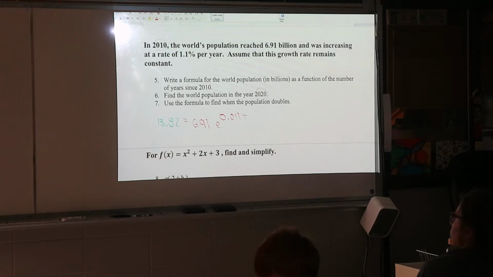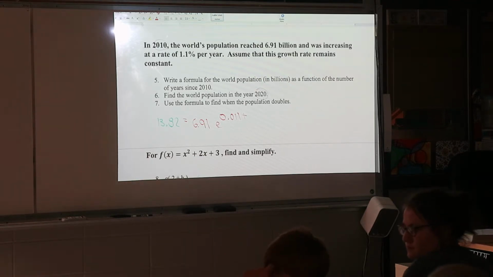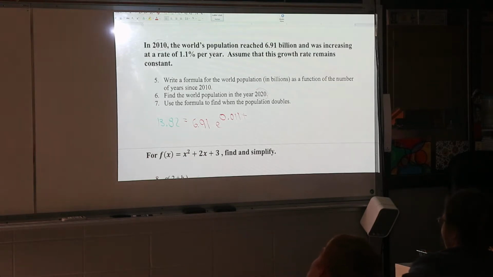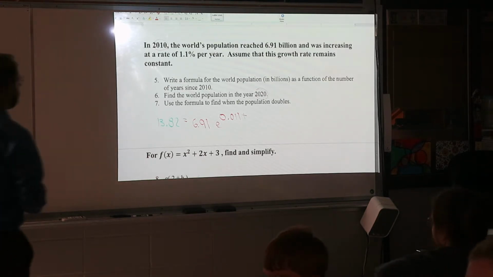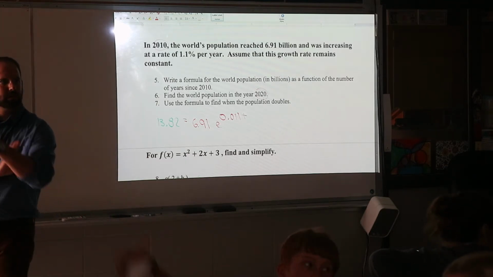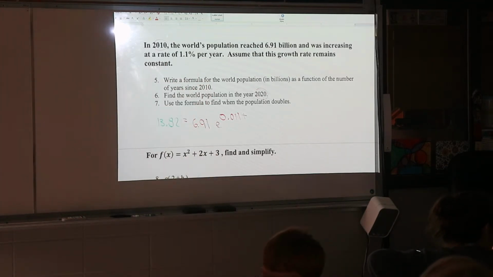Then you have to calculate the year. I don't care if there are a ton of decimals, if you need to round it, it's fine. I don't need to know the month or anything like that. But you have to solve for T, so you have to take the natural log of both sides. It was in May 2073, right?